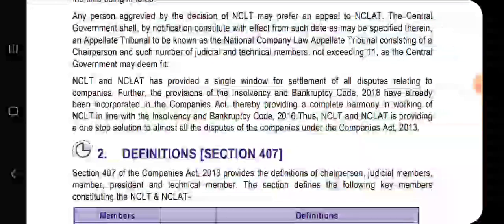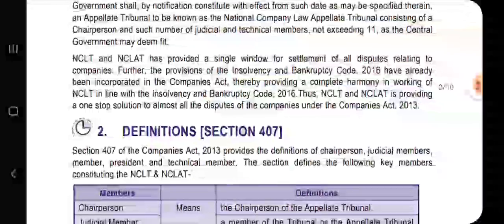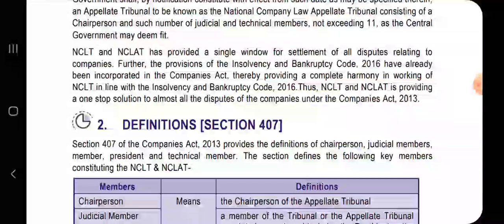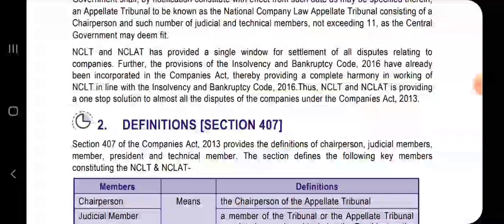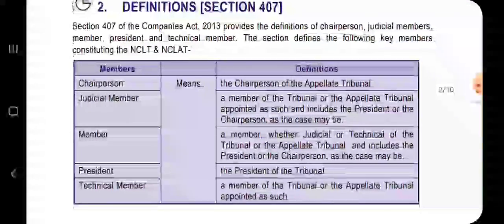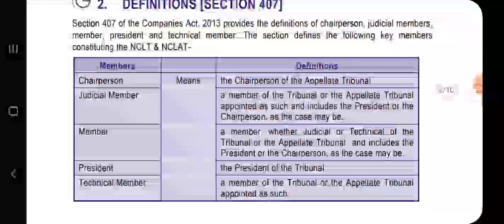NCLT and NCLAT have provided a single window for settlement of all disputes relating to companies. This we know, that it acts as a single window clearance of all disputes. The provisions of IBC, that is the Insolvency and Bankruptcy Code, have already been incorporated in this act. This act means the Companies Act 2013. Come, let's see the constitution of these two, NCLT and NCLAT.